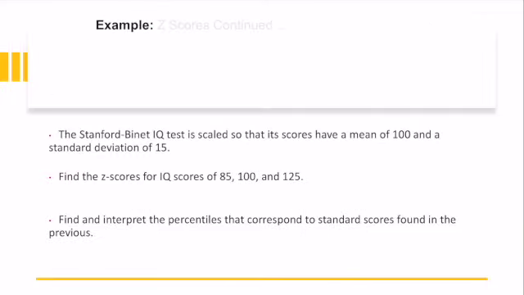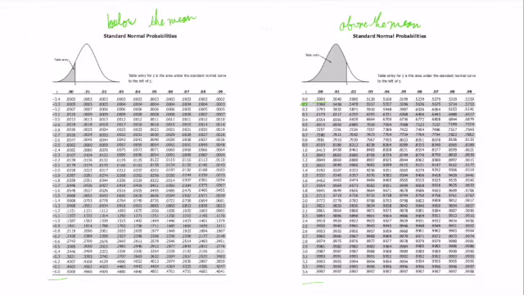So if we go to this previous problem, I found the Z-scores. I found that 85 had a Z-score of -1, the mean 100 had a Z-score of 0, and 125 had a Z-score of 1.67. And I want to find the percentiles that relate to the Z-scores we just found. So let's go to our Z-table. So first things first, 85. Let me draw my own little normal curve.